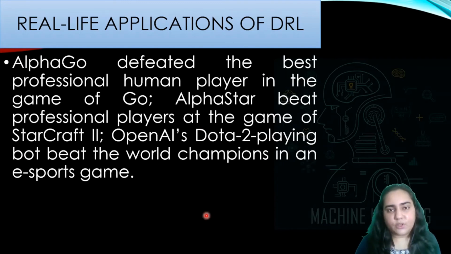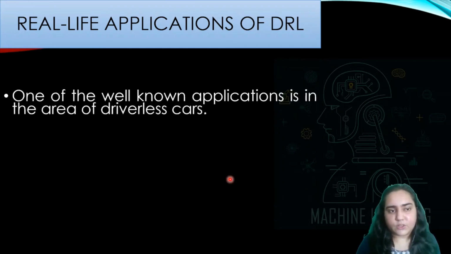Now let's take a look at some real life applications of DRL. This whole concept of DRL, which is deep reinforcement learning, started with the AlphaGo game. Go is a board game, and AlphaGo defeated the best professional human player in the game of Go. AlphaStar beat professional players at the game of StarCraft 2. OpenAI's Dota 2 playing bot beat the world champions in an esports game. So game playing is one of the real life applications of DRL, but that's not the only application of DRL.